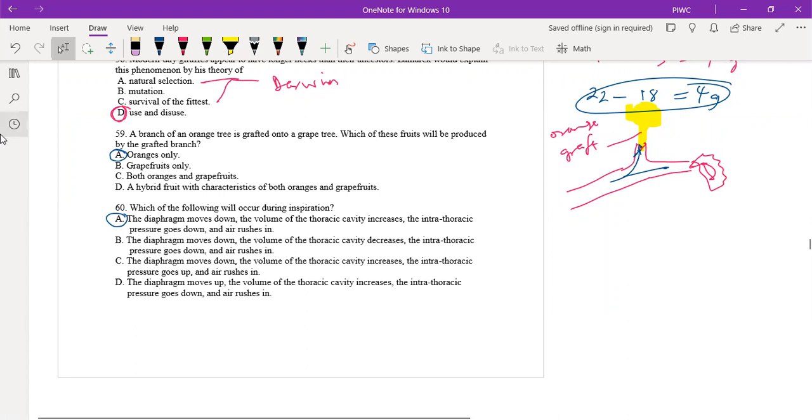So in a nutshell, this is like a copy of what you did. Any question on the science before we look at the math area?